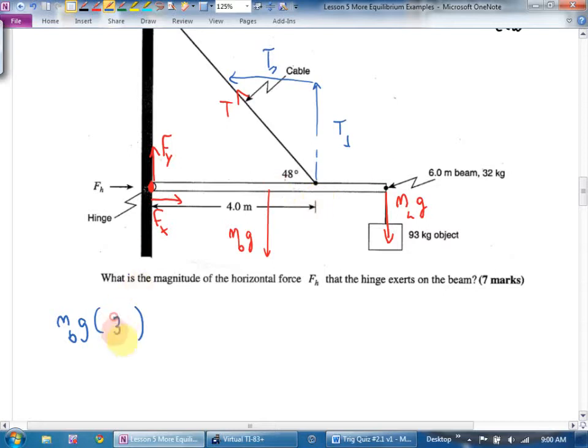And then we have mass of the load times G times its distance from the pivot, which is definitely 6 because it's end to end. And that equals tension perpendicular times how far is it from the pivot? You know what I'm going to do? Since I want to find tension perpendicular, I'm going to divide by 4 on this line. I almost never do that, but I'm scared I'm going to run out of room here.